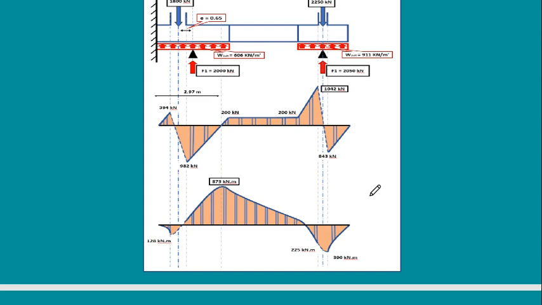Why do I draw the shearing force diagram? Actually, for one main reason, I need the bending moment. For the design of a footing, you don't need the shear. You mainly need the bending moment. What are the values of the bending moment? I have three values for the bending moment.